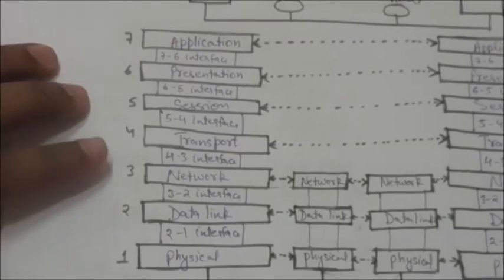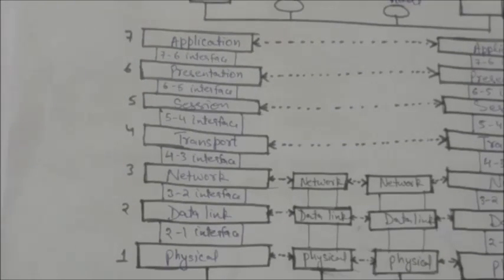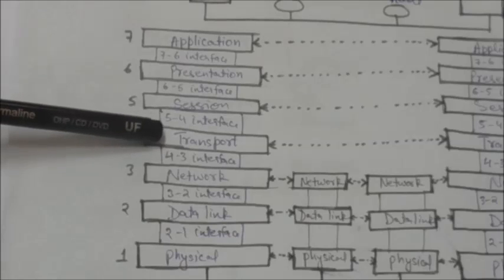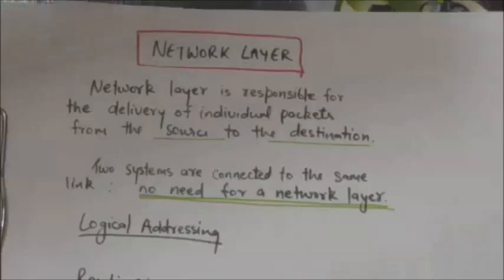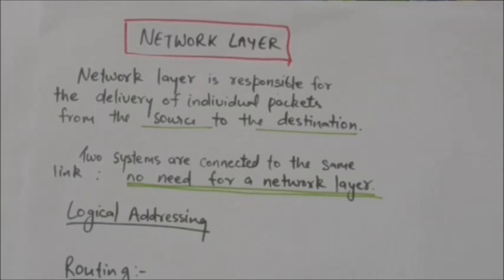The network layer is the third layer of the OSI model. This layer is below the transport layer and above the data link layer. Now, this network layer is responsible for the delivery of individual packets from the source to the destination.